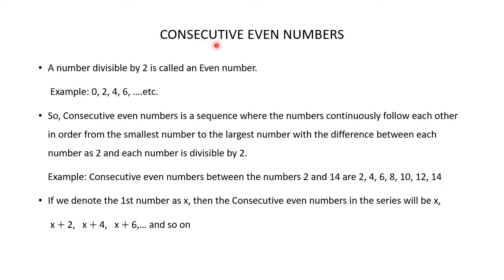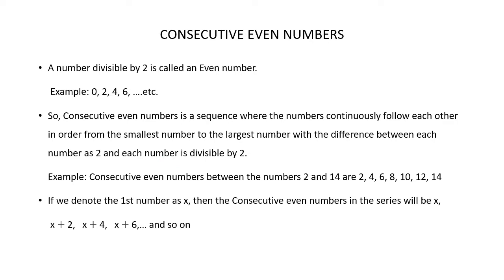Let's move on to the definition of consecutive even numbers. What is an even number? A number divisible by 2 is called an even number. Example: 0, 2, 4, 6, 8, 10, etc. So, consecutive even numbers is a sequence where the numbers continuously follow each other in order from the smallest number to the largest number, with the difference between each number as 2, and each number is divisible by 2.